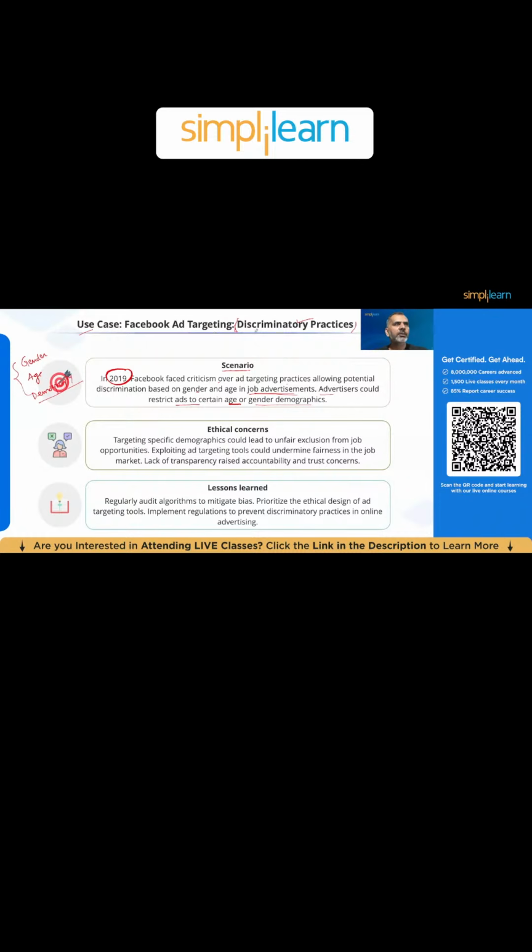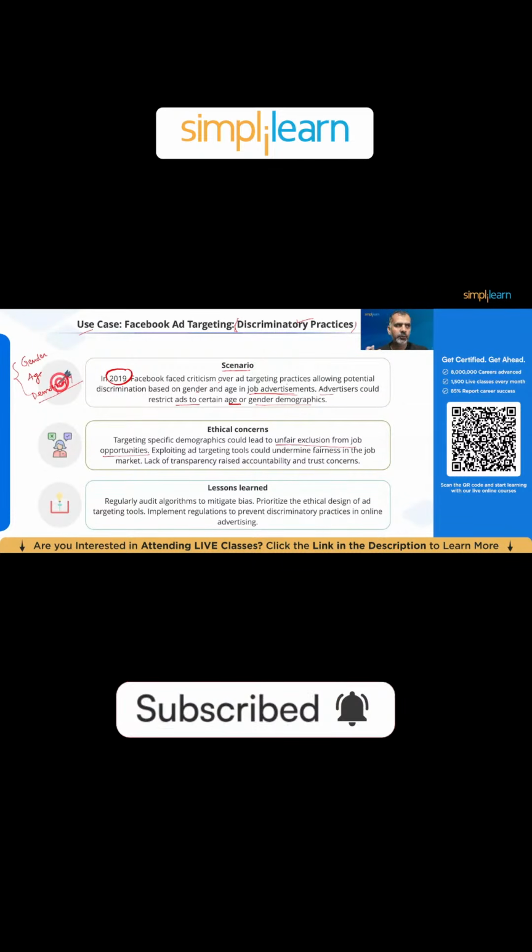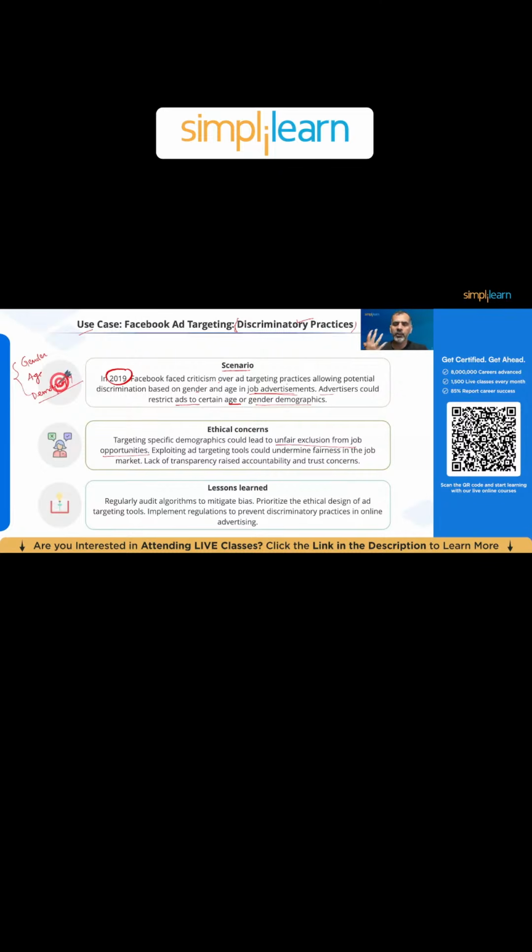So this became a discriminatory practice because it was raised in 2019 by somebody that this is not right. You are not fair while providing these advertisements or issuing the information to your end user. So the ethical concern in this whole practice is that targeting a specific demographic could lead to unfair exclusion from job opportunities. That's a very common thing. When you do this, other people who are not from the same demographic region may not get an equal opportunity to get selected or even to apply for that job.